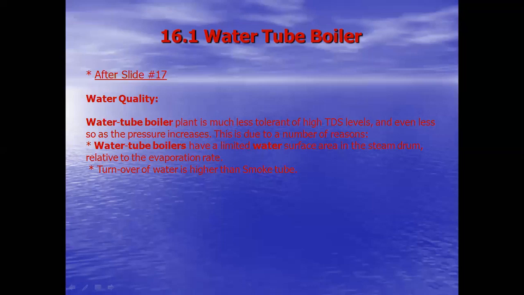And as the deposits keep increasing, your thermal efficiency will keep reducing. And after some time, you will not have a proper amount of heat transfer taking place. And because of this limited water surface area in the steam drum, your efficiency can drop down. If your water quality is not good, the efficiency of the boiler can drop down very quickly. Again, the turnover of water in a water tube boiler is much higher. Basically, the amount of water which is there in a water tube boiler is much less as compared to a smoke tube boiler.